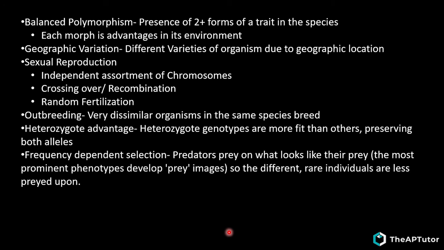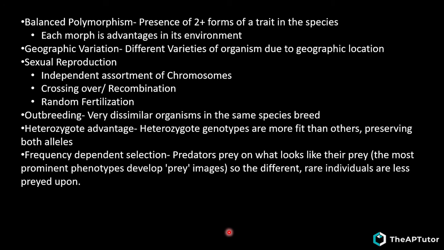Sexual reproduction, this includes independent assortment, sorry, I'm going a little too fast. Genetic variation due to sexual reproduction. Some things that during sexual reproduction cause genetic variation are the independent assortment of chromosomes, crossing over or recombination, random fertilization, and we'll talk about all this more in genetics if you want to check that out. Unit 6, I believe. I can go over them really quickly though.